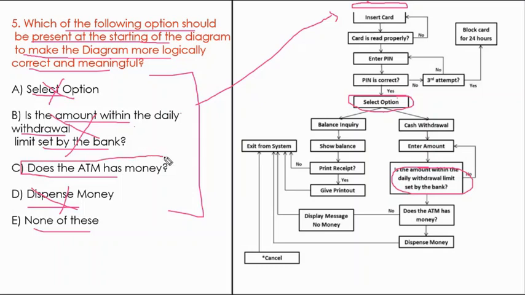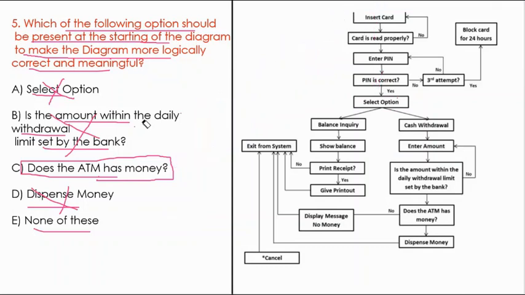So, does the ATM have money? This looks very logical here. If you place this, then first the ATM shows whether it has money or not. If it is yes, then the person will carry on with the process. If the ATM shows that it does not have any money, then he can go to another ATM or find some other alternative solution. So by placing "does the ATM have money," it will be a logical thing to complete the whole flow chart. This is how you need to understand and answer the questions.